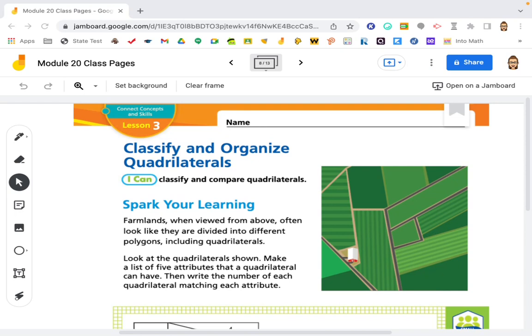So if you look at the spark you're learning, it says farmlands, when viewed from above, often look like they are divided into different polygons, including quadrilaterals. Look at the quadrilaterals shown. Make a list of 5 attributes that a quadrilateral can have. Then write the number of each quadrilateral matching the attribute.